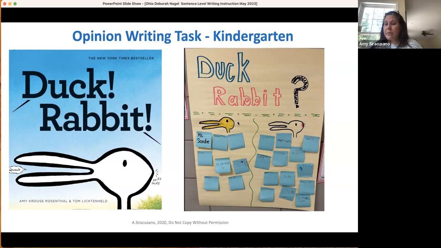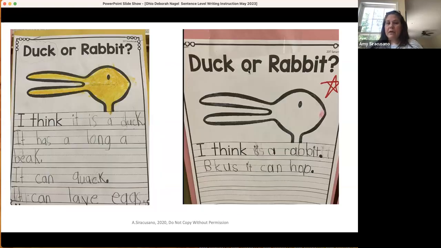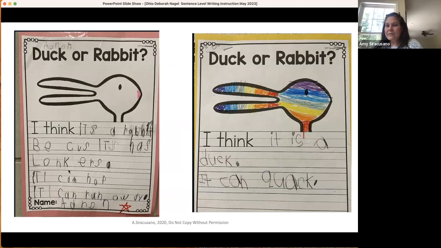So they had their opinion, and then she gave them pink or yellow paper to decide if it's a duck or a rabbit. And so we can see here, and again, this is 6 to 8 weeks later. It has a long beak, it can quack, it can lay eggs, because it can hop. It has lonk versus long, right? We know that confusion, that rear nasal to the rear stop sound. Long ears, it can run away, it can quack.